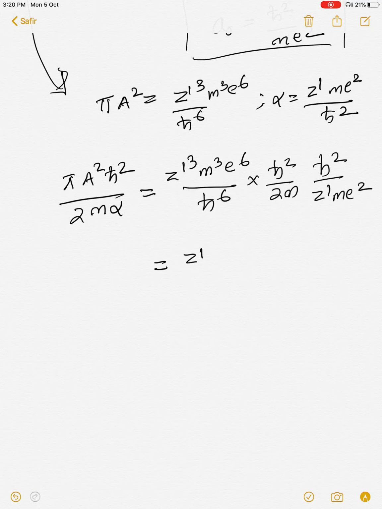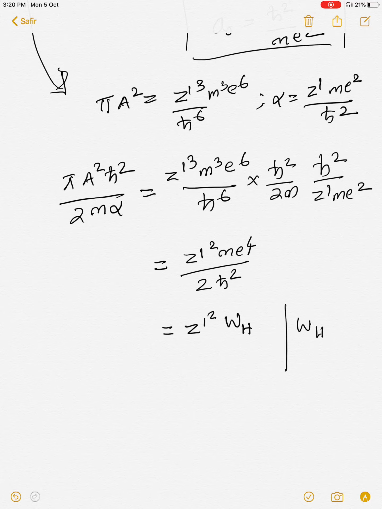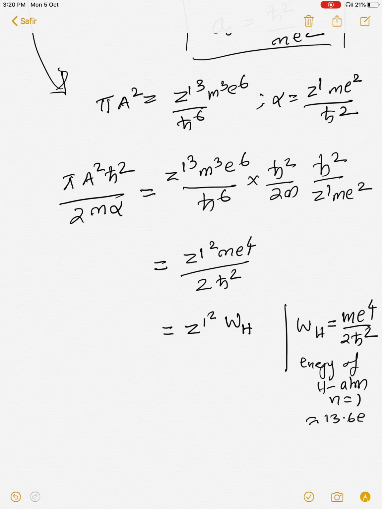Z prime square m e raised to 4 by 2 h cut square. In final form, I just call this Z prime square WH, where WH is equal to m e raised to 4 by 2 h cut square, which is nothing but the energy of a hydrogen atom for n is equal to 1. We know this value is 13.6 electron volt.